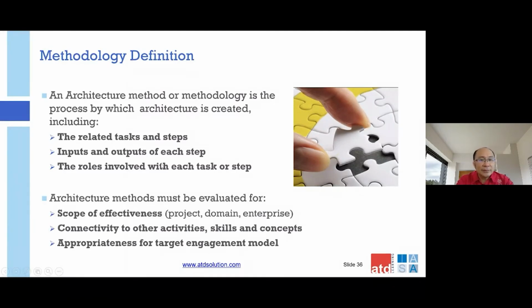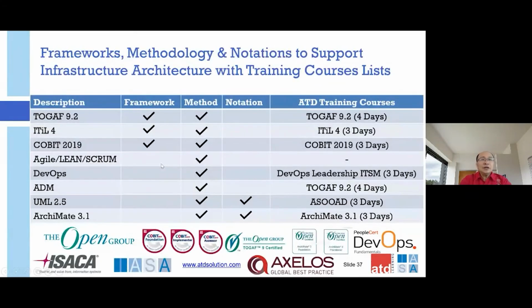And of course, the architecture method must be evaluated for scope. So we need to know the scope, because it depends on how big the scope is. If the scope is rigorous, then we need to have a proper method. We need to cover more steps. And of course, the connectivity to other activities as well, because everything is interrelated and interconnected in terms of the target engagement model. So this is the summary in terms of the framework, methodology, and notation to support infrastructure architecture, with the training courses.